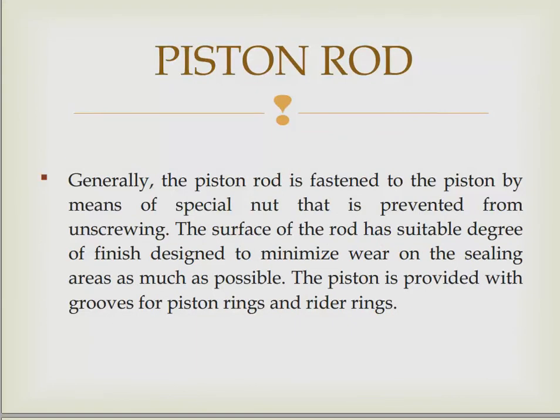Then we have the piston rod. Generally the piston rod is fastened to the piston by means of a special nut that is prevented from unscrewing. The rod has a suitable degree of finish designed to minimize wear on the sealing areas as much as possible. The piston is provided with grooves for piston rings and rider rings.